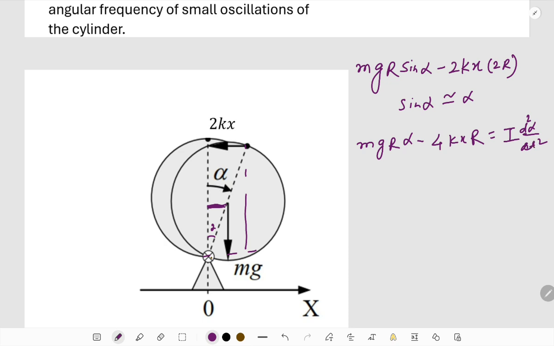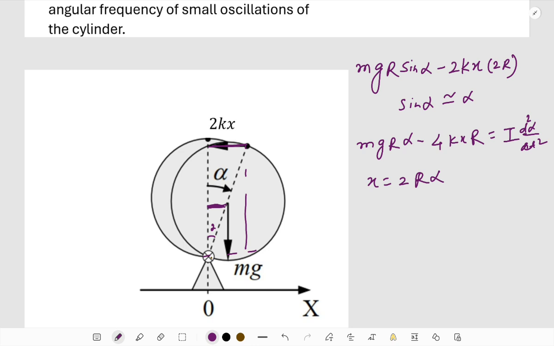And if you see, we have an equation of kinematic connection. The equation that connects the coordinate of the point of attachment of the springs to the cylinder and the angle of its rotation. And this is nothing but you can write here simply x as 2r alpha. X is small, and so the alpha is, so we can write here x equals 2r alpha.